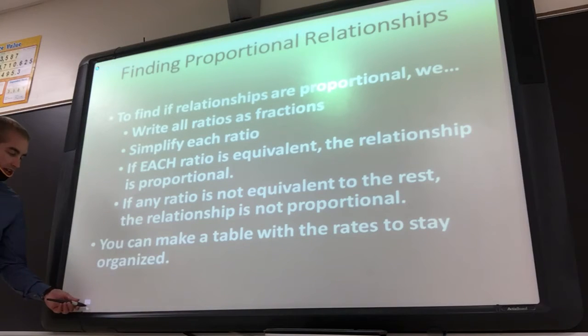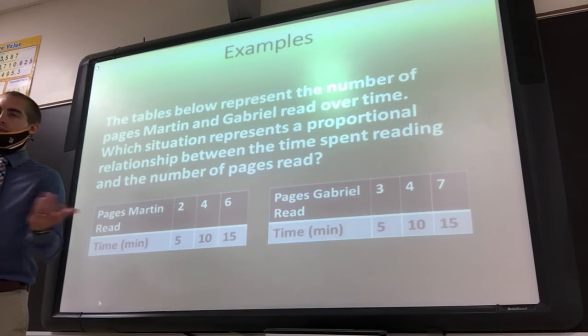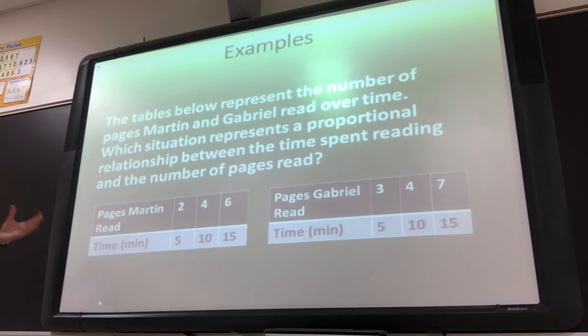The examples that we're going to look at today have to do with looking at two different pieces of information that they give you. One is proportional, one is not. So it's similar to the one about plant A and plant B that we talked about. And so we've got to figure out which one of those would be proportional, and then probably most of the time also explain why that's the case. So on this next example, those two tables represent the number of pages Martin and Gabriel read. And so the question is, which situation represents a proportional relationship between those two things? Number of pages and number of minutes.